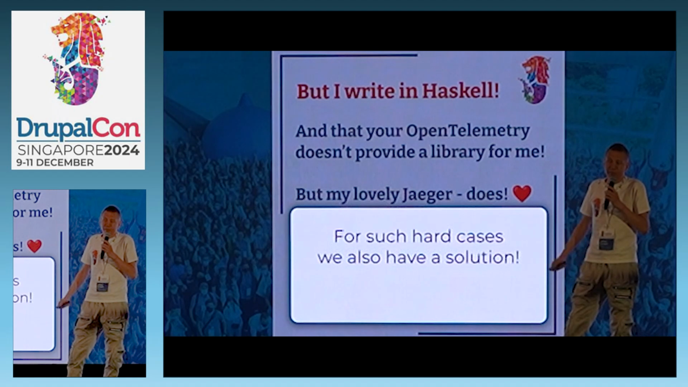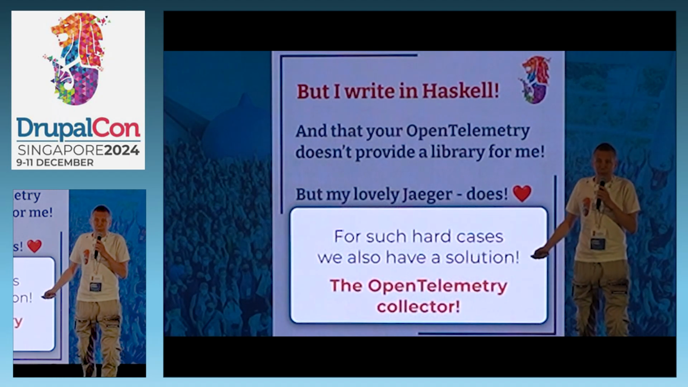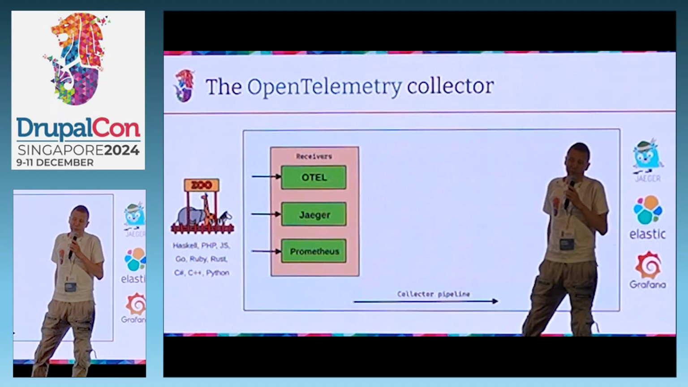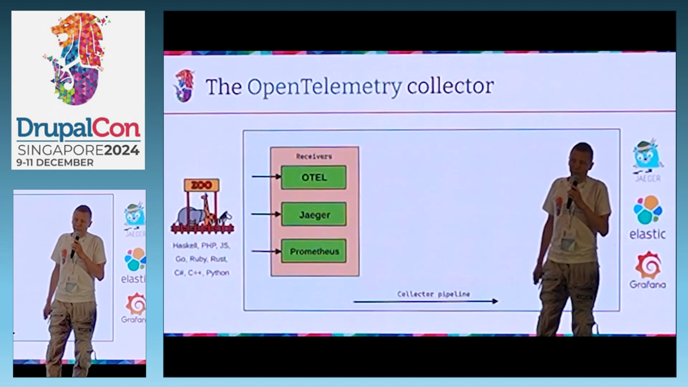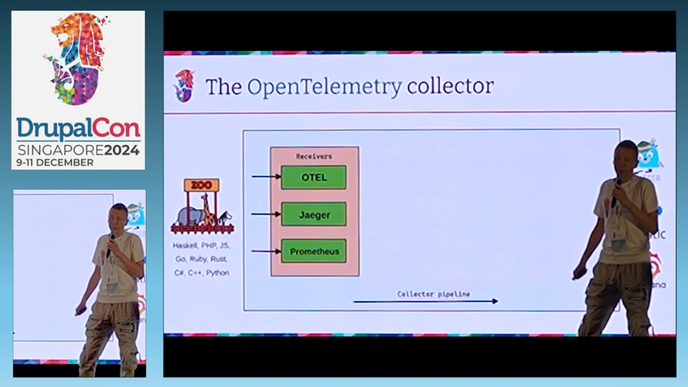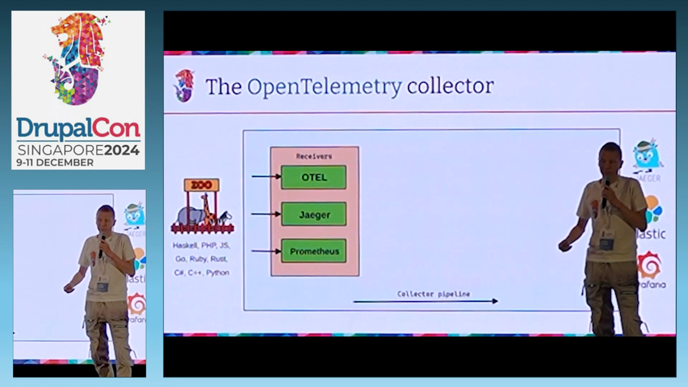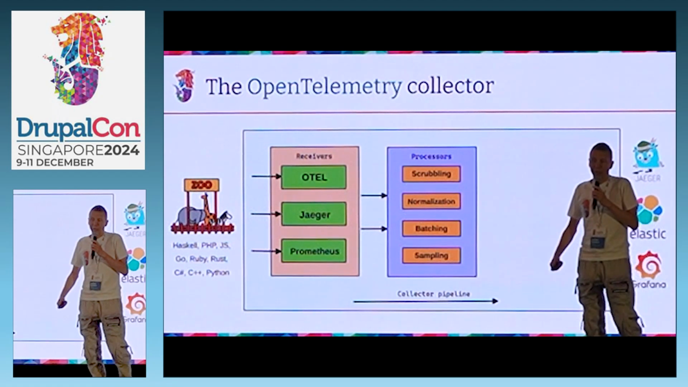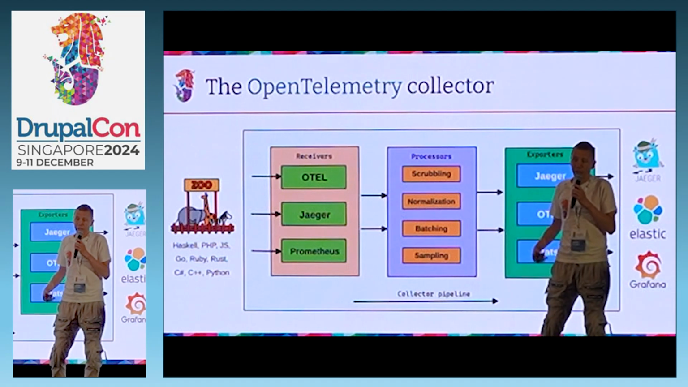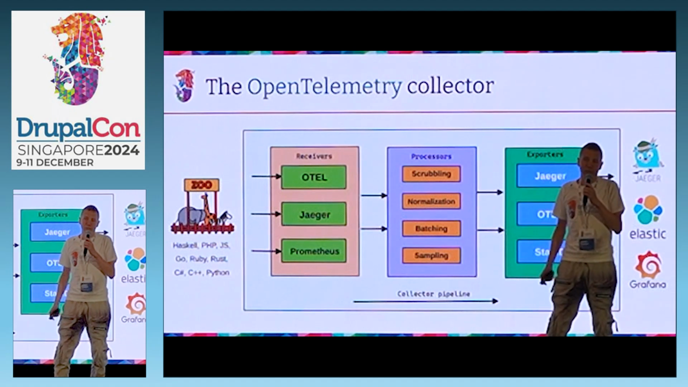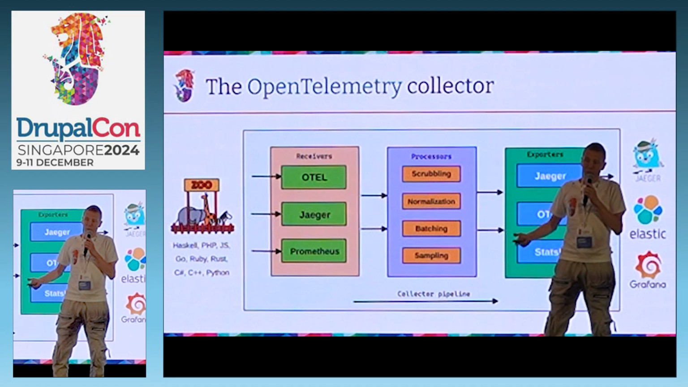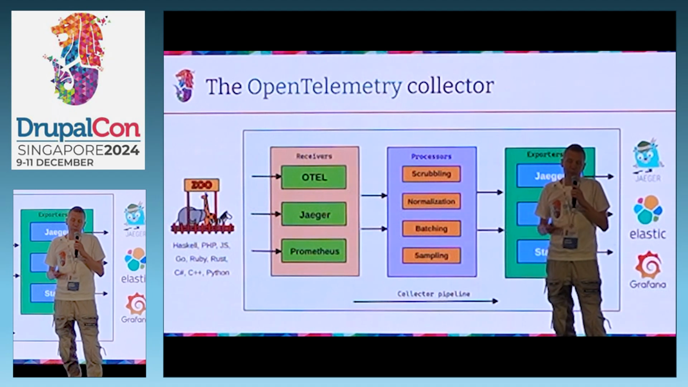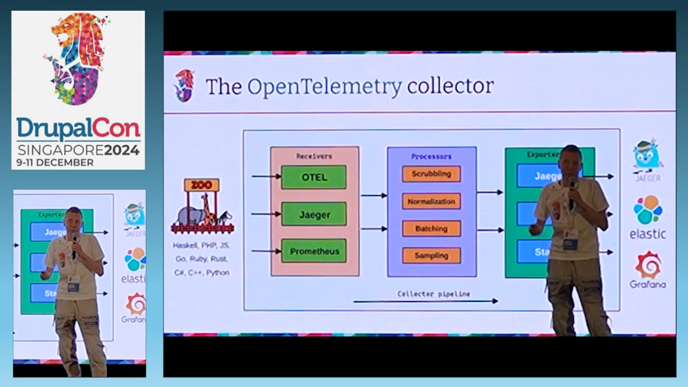And for such hard cases, we also have a solution, the OpenTelemetry collector. The collector can receive information not only in the OpenTelemetry format, but in any other popular formats like Jaeger, Prometheus, and others. And then it can process data by scrubbing, normalization, batching, and sampling, and it can export them. And again, not only into OpenTelemetry format, but to Jaeger and statsd. So you can have some kind of conversion from any protocol to any other protocol.